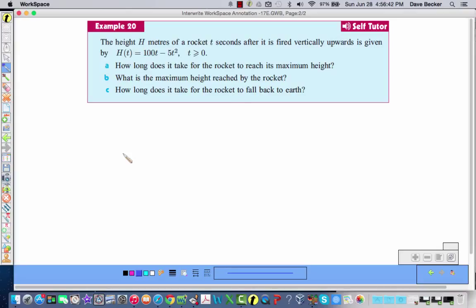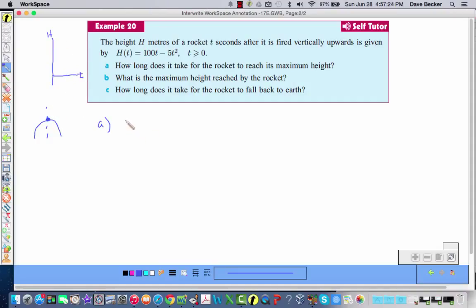So we just have one example for you. The height h metres of a rocket, t seconds after it is fired vertically upwards, is given by h of t equals 100t minus 5t squared. How long does it take for the rocket to reach its maximum height? Okay, so the coefficient of the squared term is negative, so we know that the parabola is opening downward. So that is going to occur right here at this vertex. We've got a graph here with h of t and t.